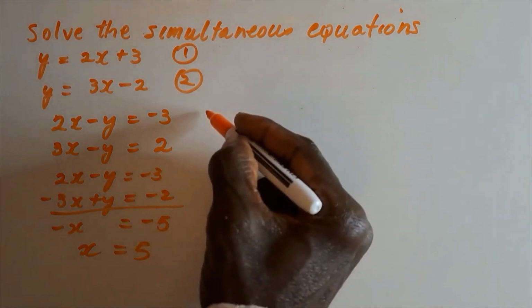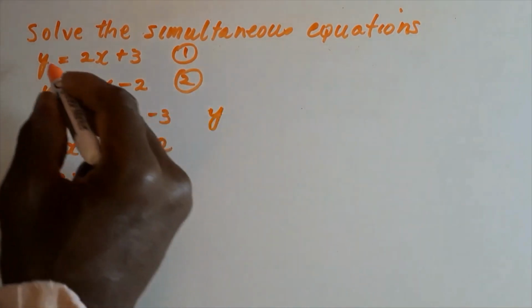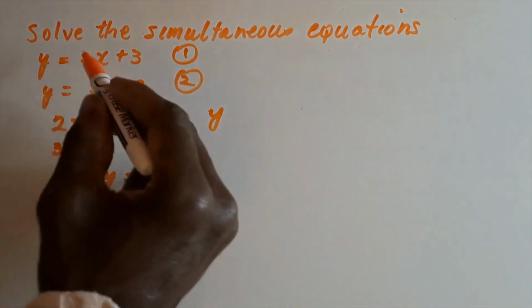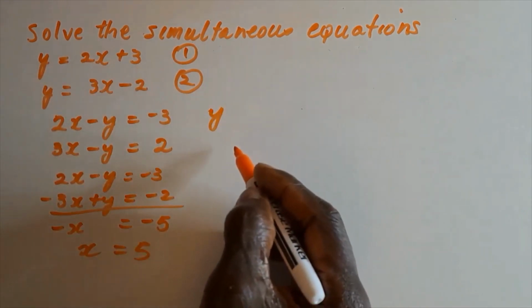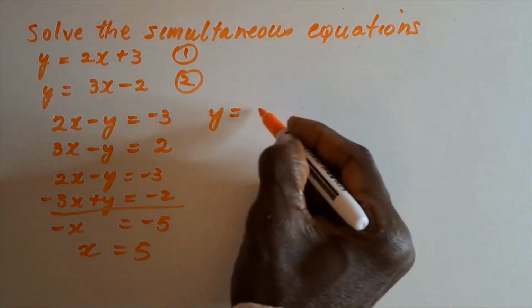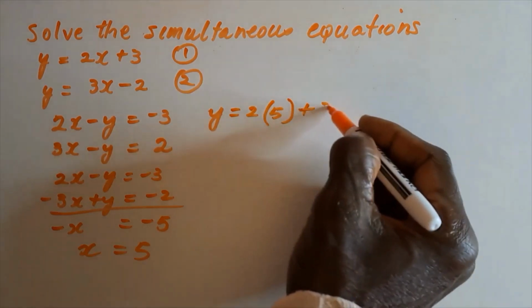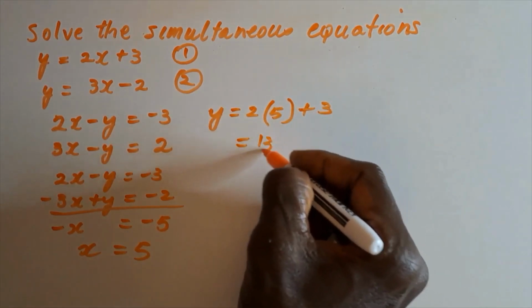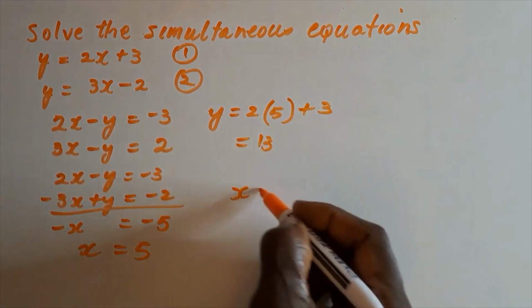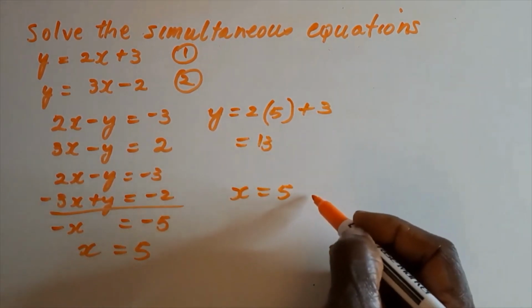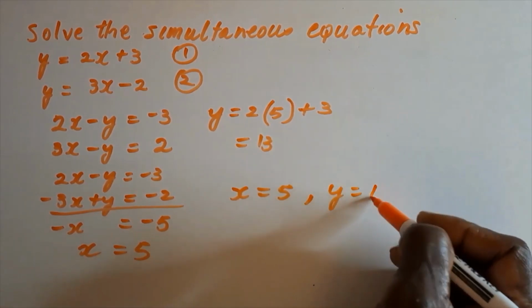And we can find for y by substituting in any one of these equations. We'll go for the first one because it's simpler. Y is equal to 2 times 5 add 3 which is equal to 13. So our solutions, x equal to 5 and y equal to 13.